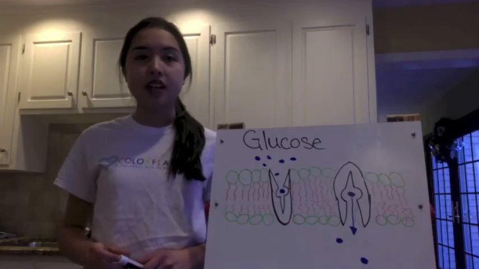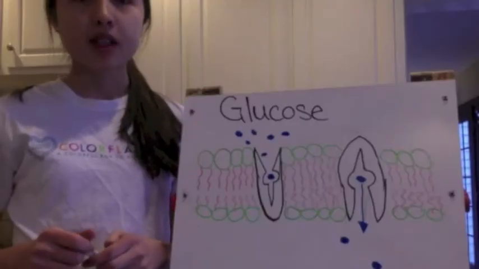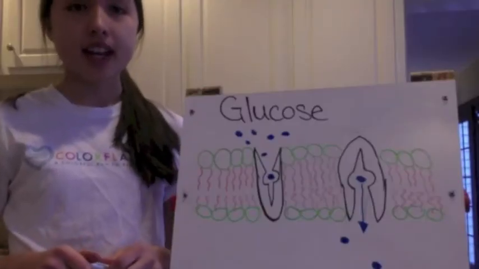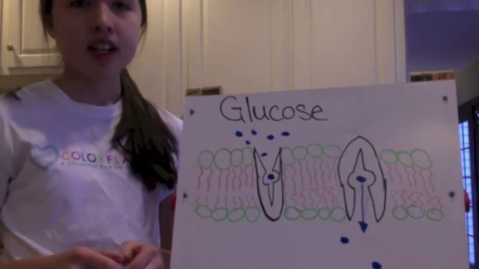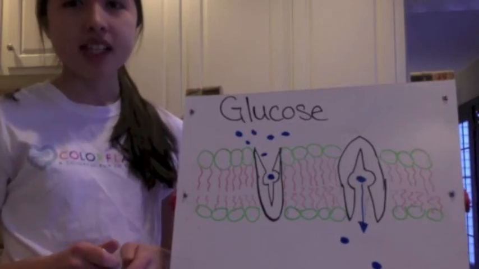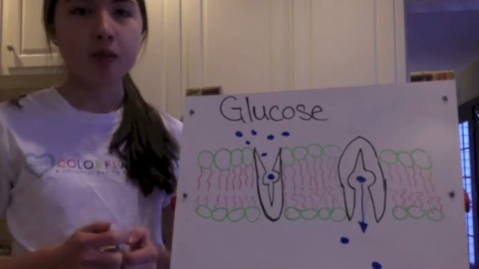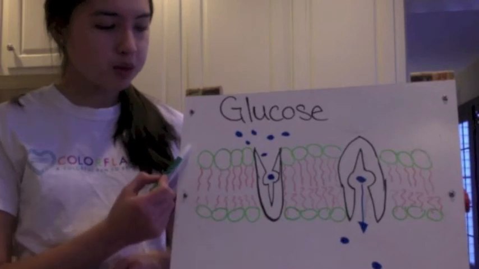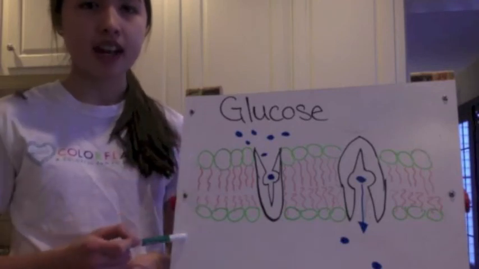Glucose is able to enter and leave the cell through facilitated diffusion. Because the glucose molecule is so big, it needs help to diffuse through the cell membrane. To move through the cell membrane, it needs help from a transport protein. The transport proteins help the glucose diffuse from the outside of the cell membrane into the cell.